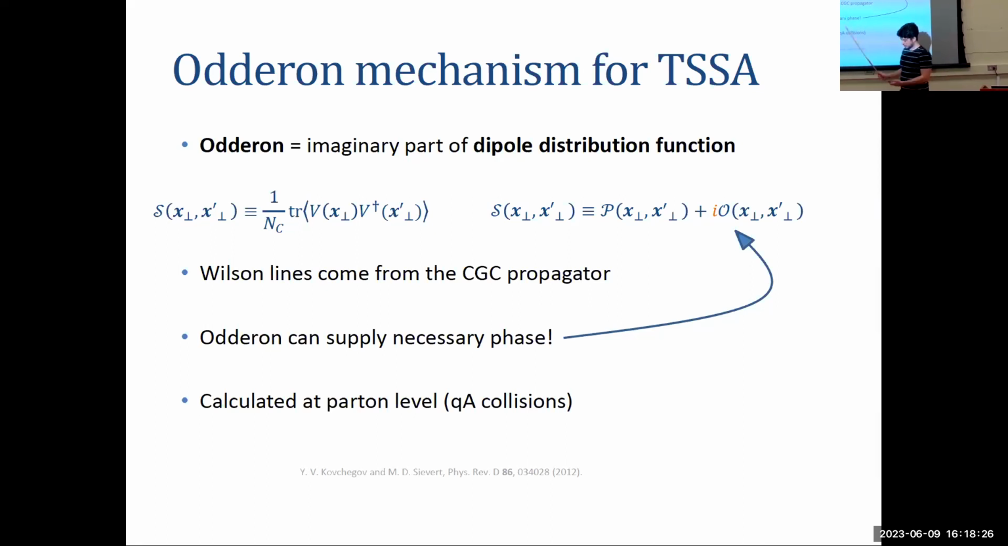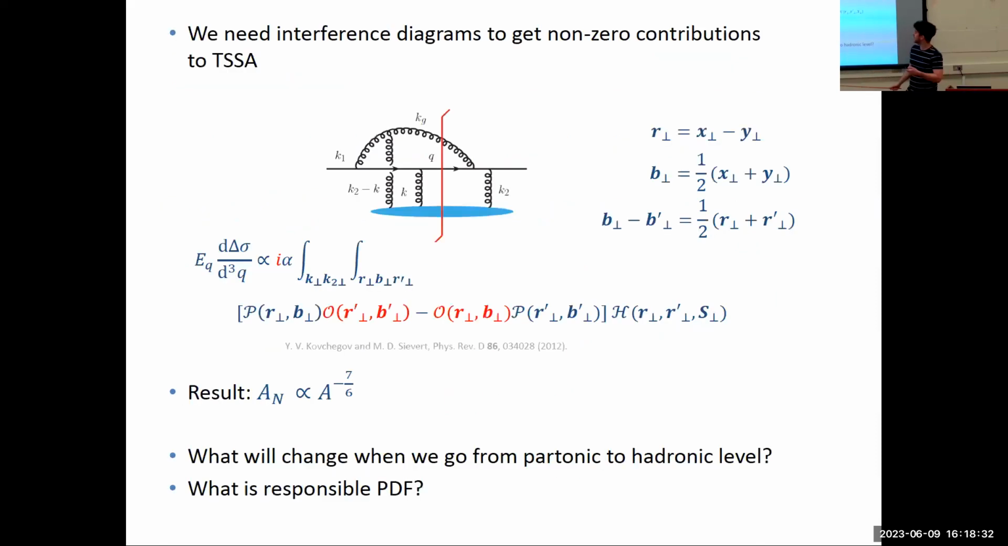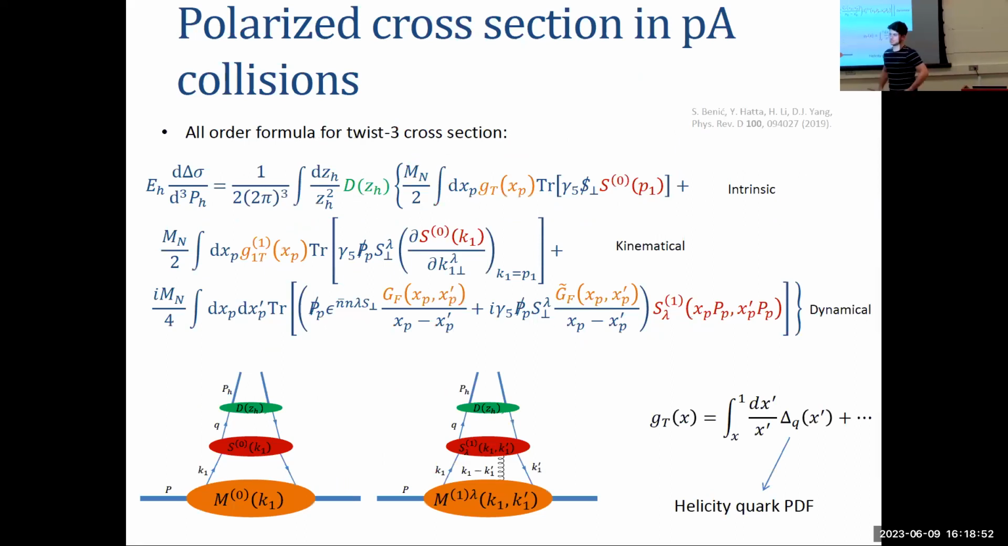They found out that the odderon can supply the necessary phase, if you remember from my first slide, you need to have a phase, and they calculated this at the parton level. I don't want to bother you with the details here. They found there is this i, and another i will sit in the hard factor. And they found out that AN has some nuclear dependence. What we were doing, we were colliding protons with nuclei.